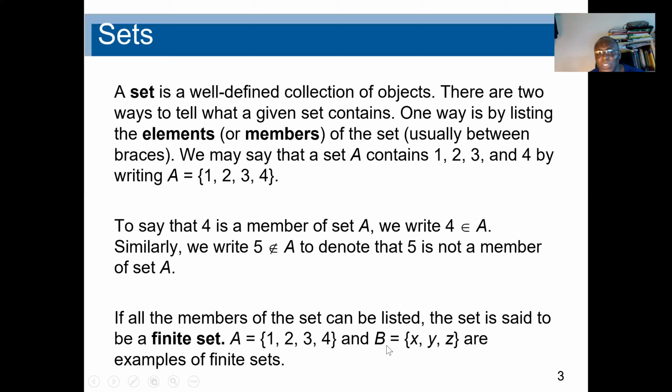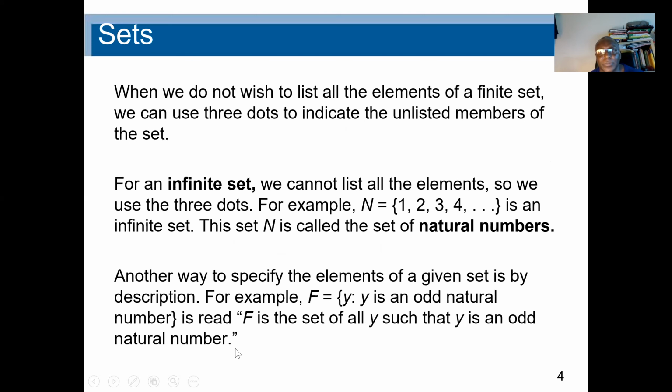So we can also have a set B. As we can see, set B, they are all characters, X, Y, and Z. So here we have a set A, which is 1, 2, 3, 4, and set B, X, Y, and Z. These are examples of finite sets, which means there's an end to it.